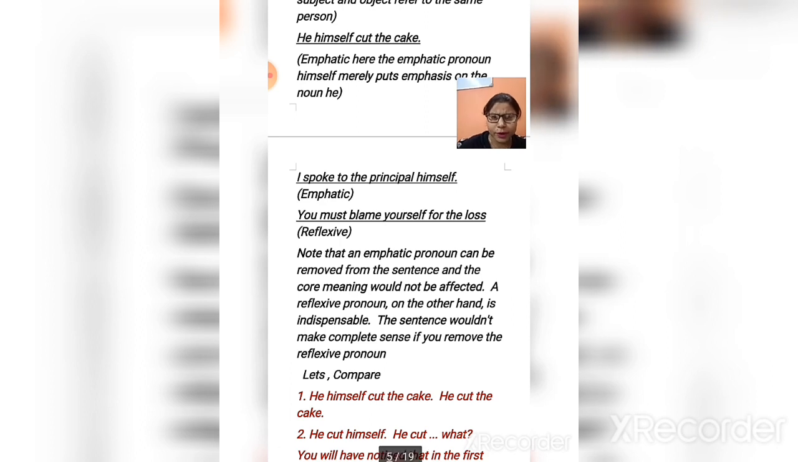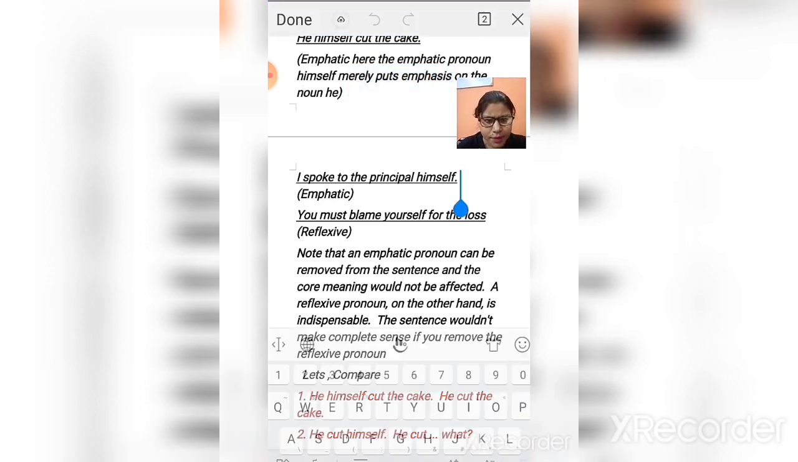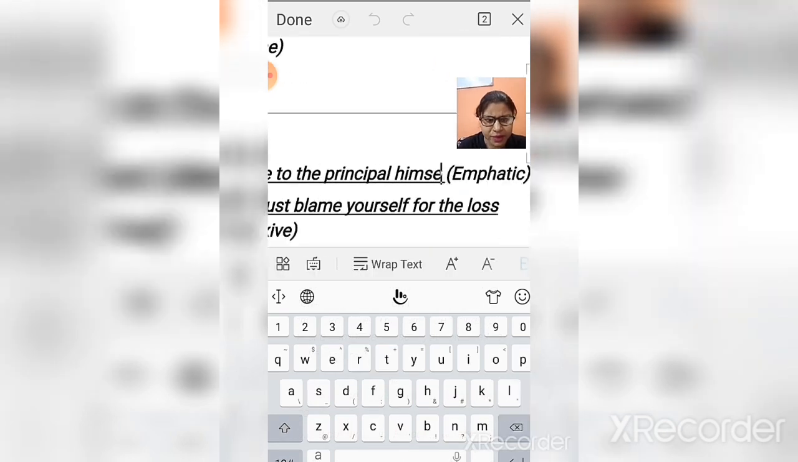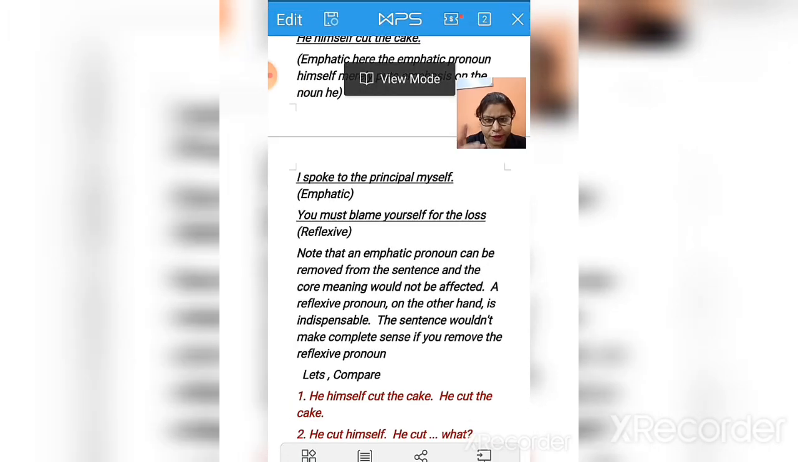Okay, here it will not be emphatic, here it will be myself. Let me write myself. So, I spoke to the principal myself. Here the emphatic pronoun is given because the myself is not referring back, it is giving emphasis on the subject.